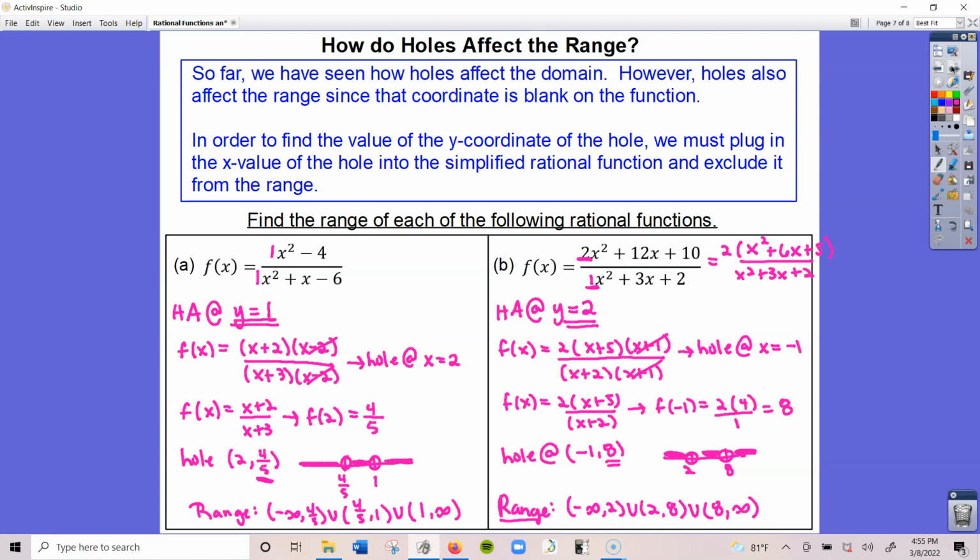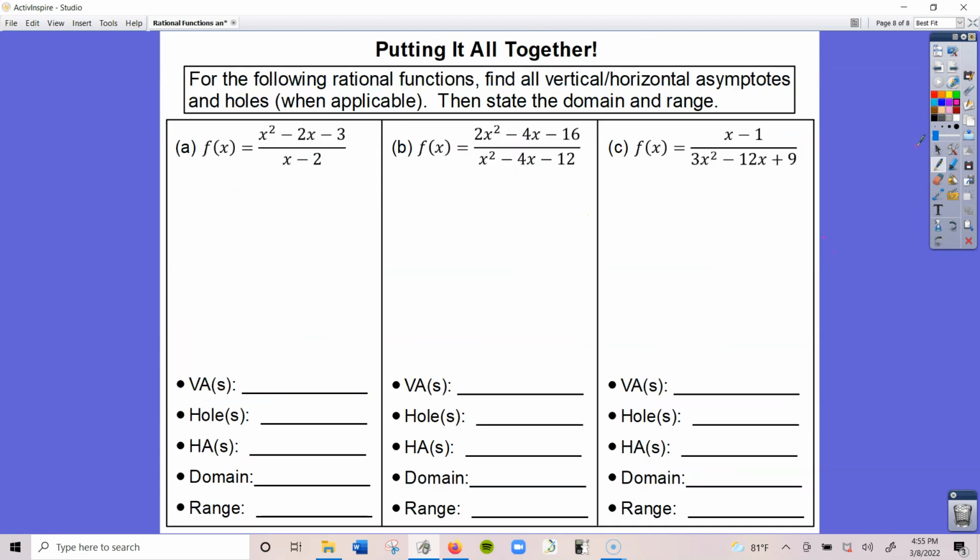Now what we're going to do is put everything together. This is all of the information that we can get just from the equation. We can get the equation of the vertical asymptote, the hole, the horizontal asymptote, and the domain and range. The order in which you get all this information is completely up to you. I'm just going to go in whatever order I feel like.